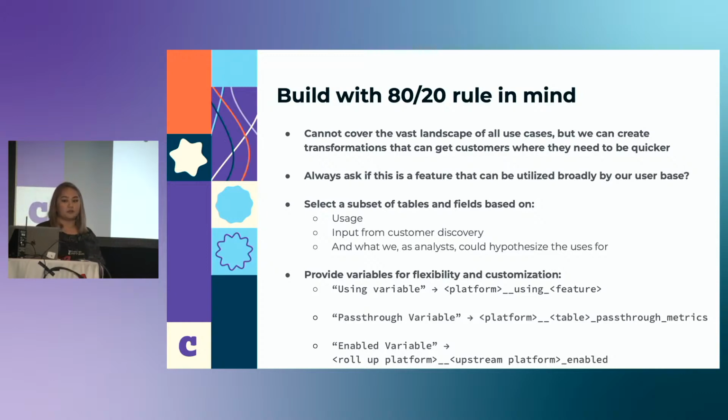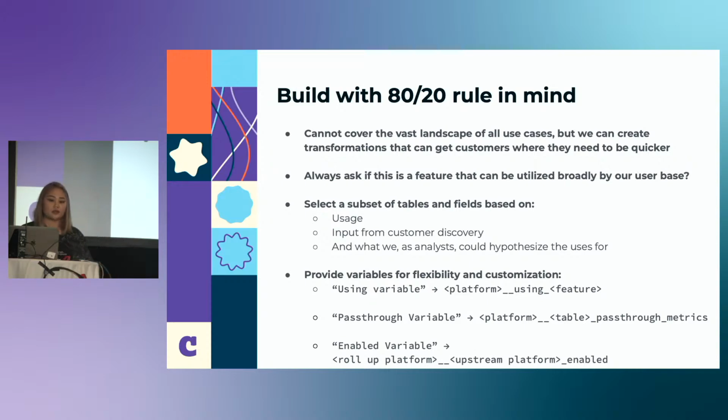So what do we mean when we say build with the 80-20 rule in mind? We can't cover the vast majority of all use cases, but we can create transformations to get customers where they need to be quicker. We aim to create models that can get customers 80% or a lot of the way there for their reporting needs while providing flexibility and opportunity to customize their own projects in order to achieve the last 20. We always ask ourselves if this is a feature or a table or a field or even an aggregation that can be utilized broadly by our customers, or if it's more geared toward a niche subset of customers.